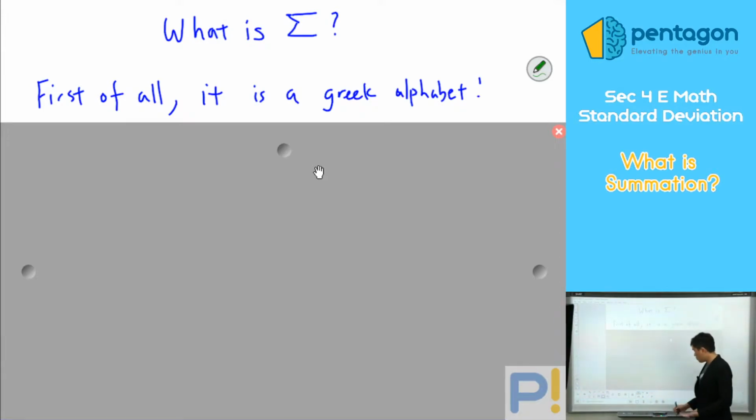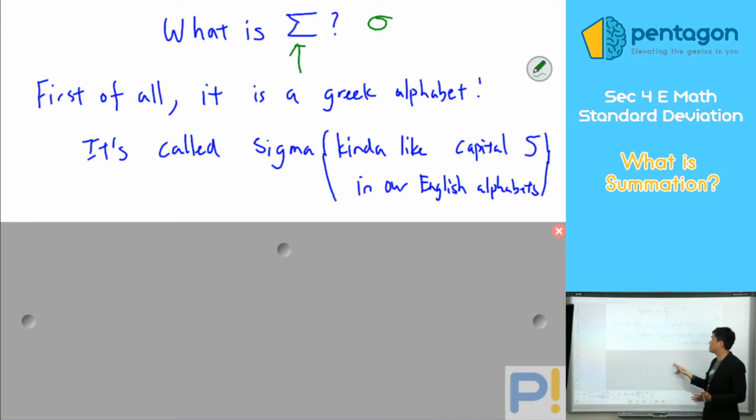Sigma. So for those of you who are keen physics students, you might be thinking, hey, wait, I learned in school that sigma is this. And you're right. There are actually two sigmas. One is the capital sigma, one is the lowercase sigma. The one that we are going through today for summation is the capital sigma. So you can think of sigma as the letter S equivalent in our English alphabet.